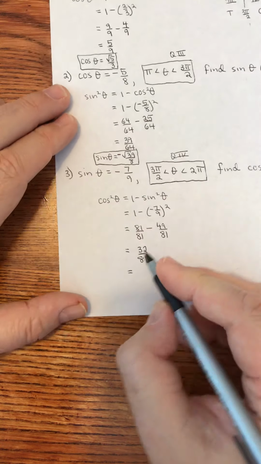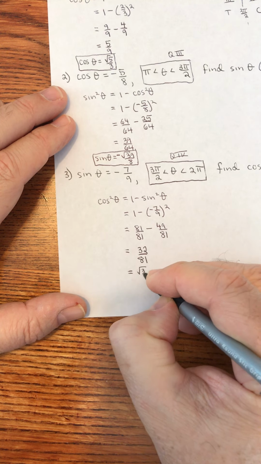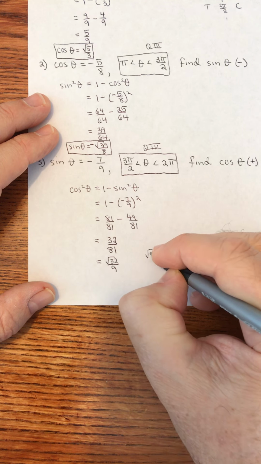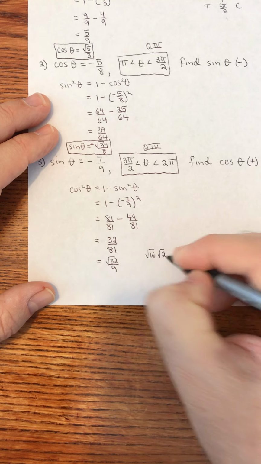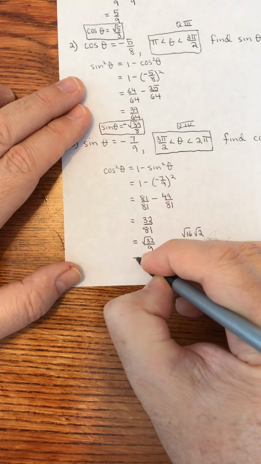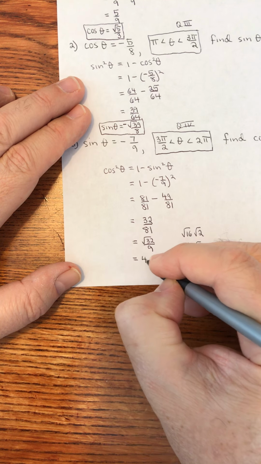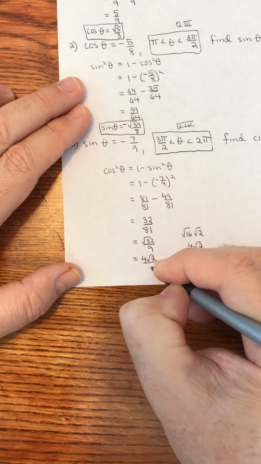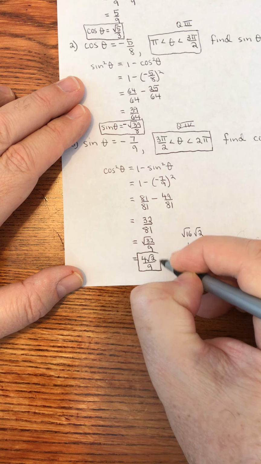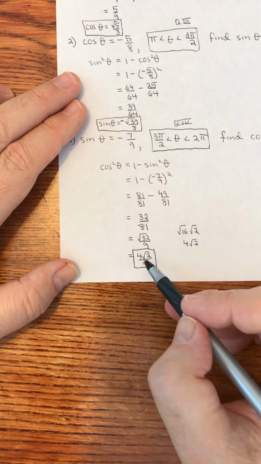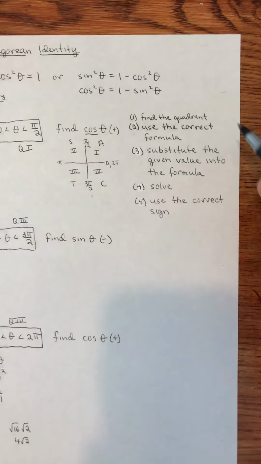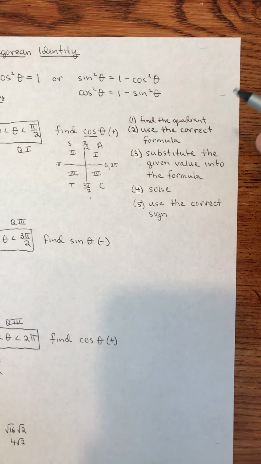This one's positive, but the square root of 32 has a perfect square in it. It has a 16, and the square root of 16 is 4. Always, always, always simplify your radicals. So the cosine of theta is 4 times the square root of 2 over 9. And that's everything. Hopefully you understood this.